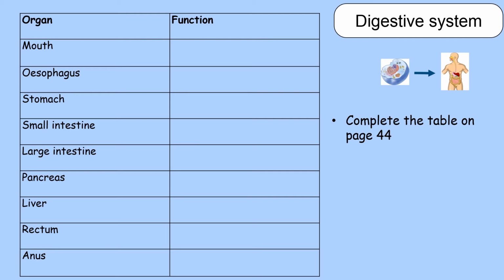So starting with the mouth. The function of the mouth is purely to chew and break down food. The esophagus transfers food from the mouth to the stomach. Very simply, it's just carrying that food as you've chewed it from the mouth to the stomach.